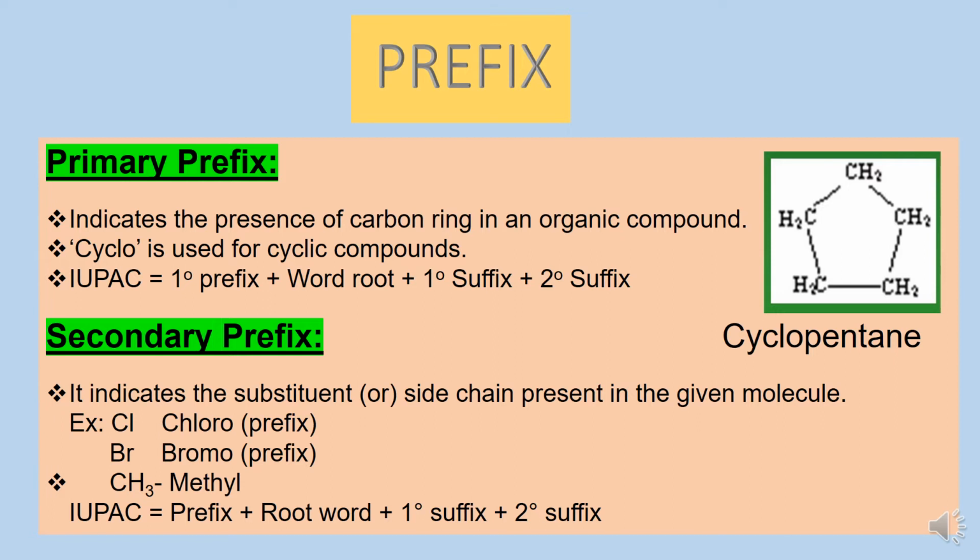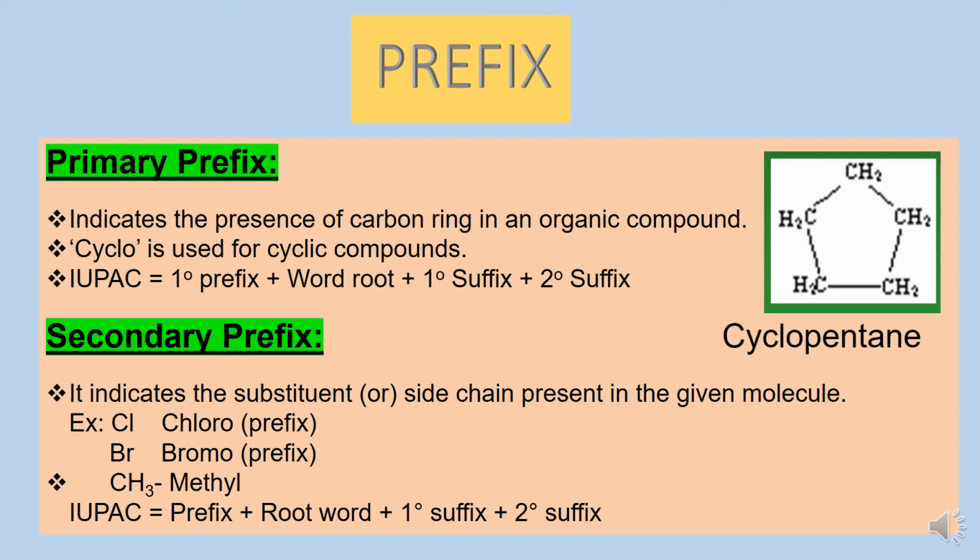Next is the prefix. The group of letters which is used before the word root is called the prefix, and prefix is again of two types. First is the primary prefix. It indicates the presence of a carbon ring in an organic compound. It is used only if the compound is cyclic, and the word used for any cyclic compound is cyclo. For example, if the compound has a 5-membered ring of carbon atoms with all single bonds, then the name of the compound will be cyclopentane.